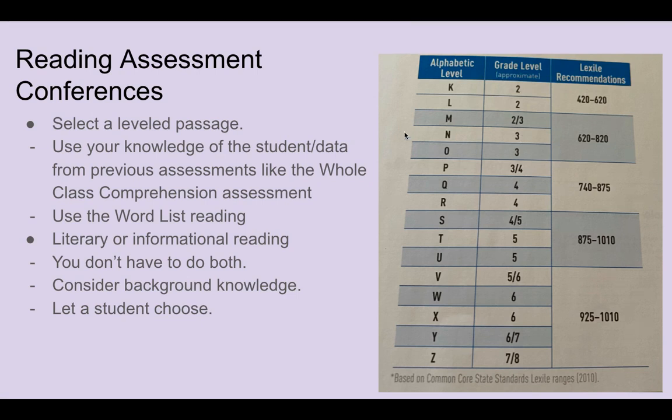And then there's also some word list reading that I'll show you in a bit that you can use if you're kind of stumped and you really need more guidance on what level to start with. There is a literary and an informational passage for each level. You do not need to do both. You can consider a student's background knowledge, or you can just let the student choose which one they read.